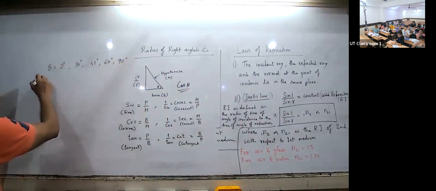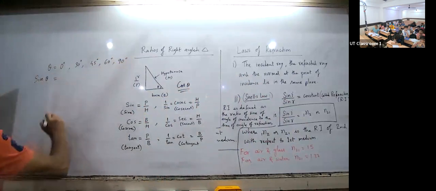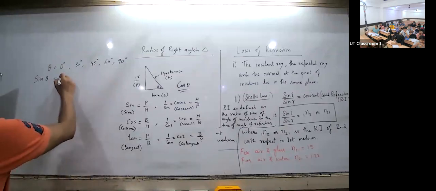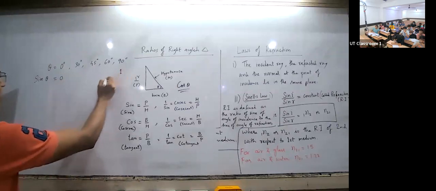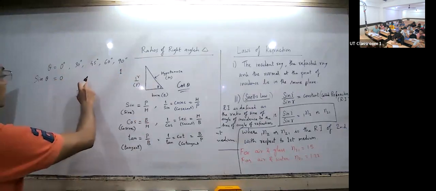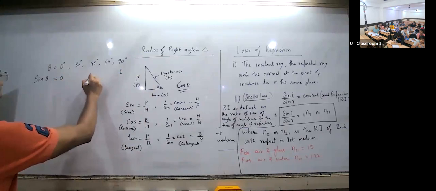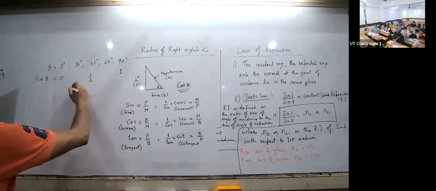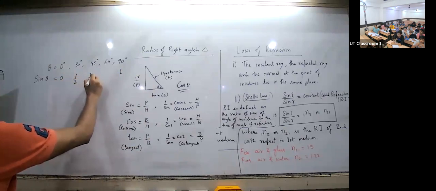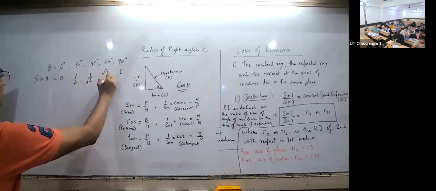So you remember sine theta. The sine value changes from 0 to 1. Sine 0 is 0, sine 90 is 1, and everything will be in between. Okay. So what is sine 45? 1 upon root 2. Right? And this is root 3 by 2. This is how it is.